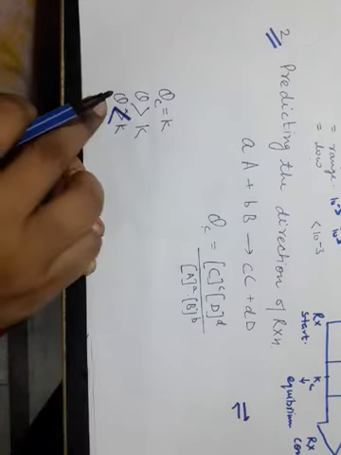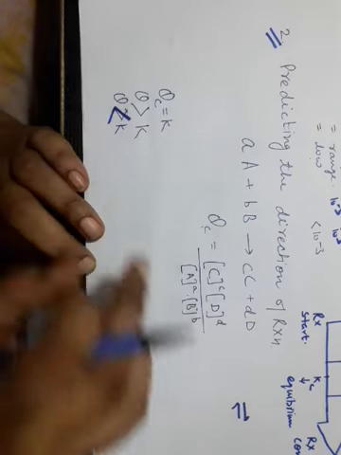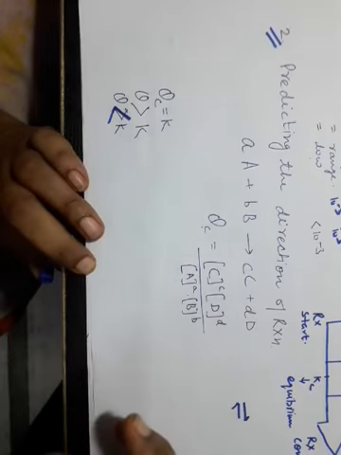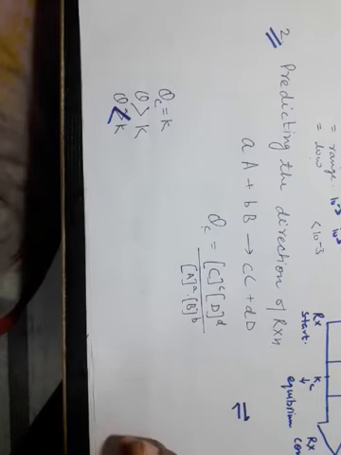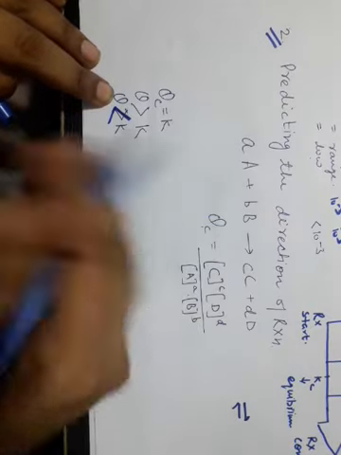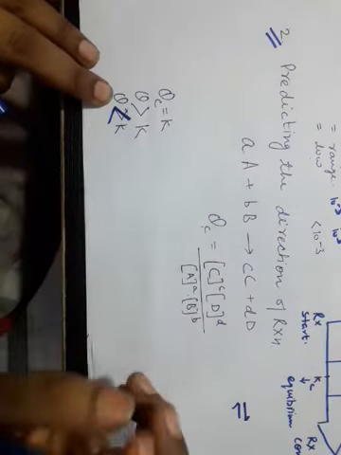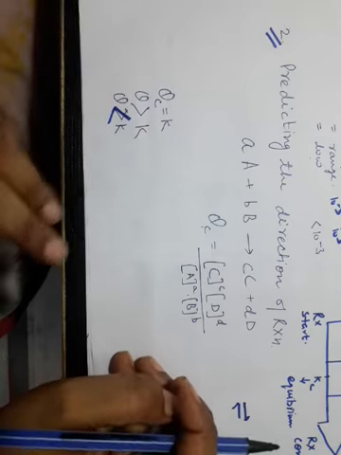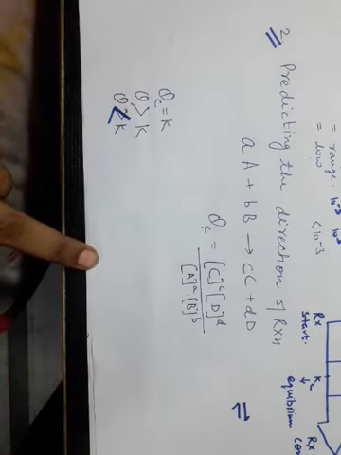If the value of Q is less, that means the reaction should be favorable in the backward direction, so that value, see, if the value of Q is less, that means you have a higher concentration of reactants, and the reaction moves towards the forward direction to achieve the equilibrium condition.